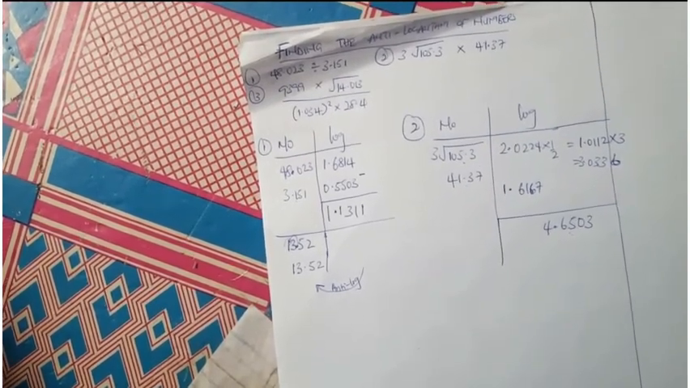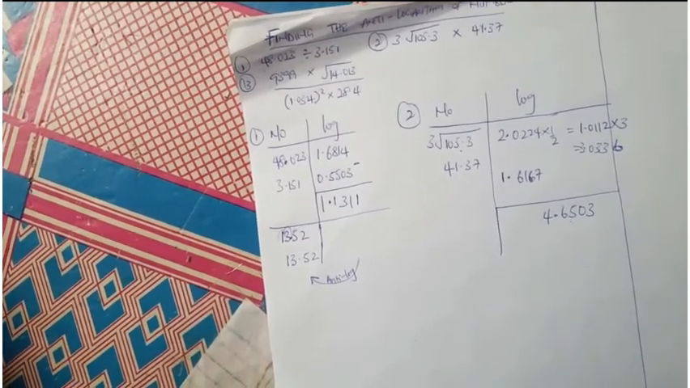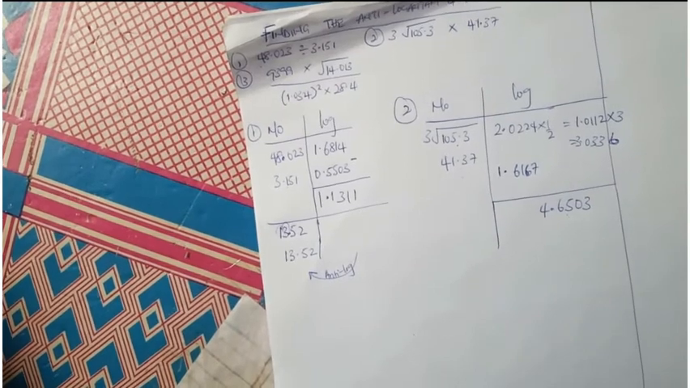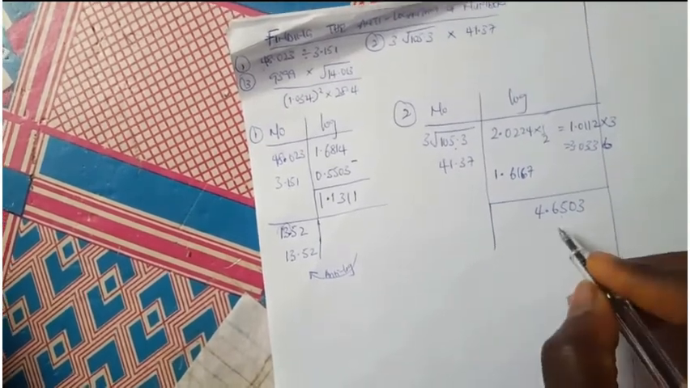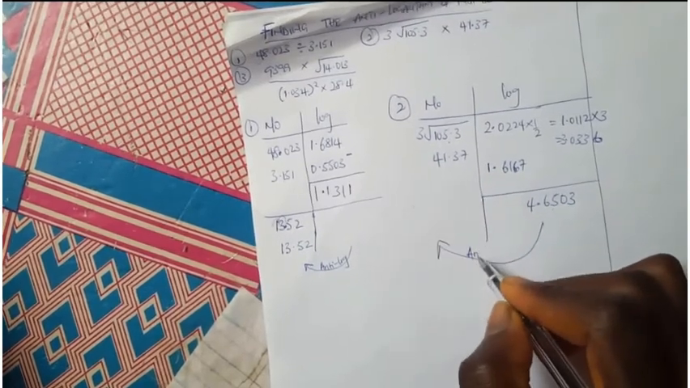65 under 0 difference 3. What will I get? 65 under 0 is 4467. Difference 3 is 3. That's 4470. So that's it. Okay, second way of doing anti-log.